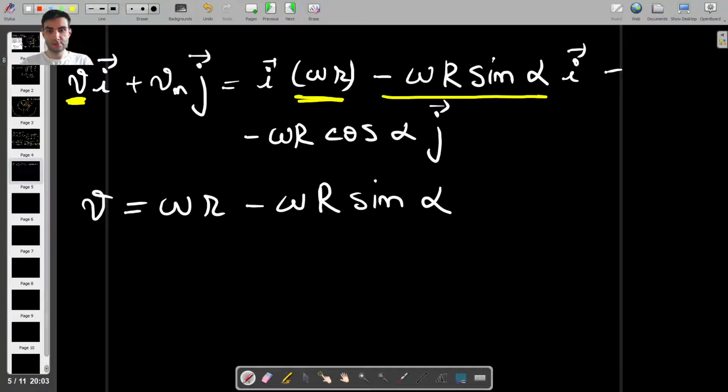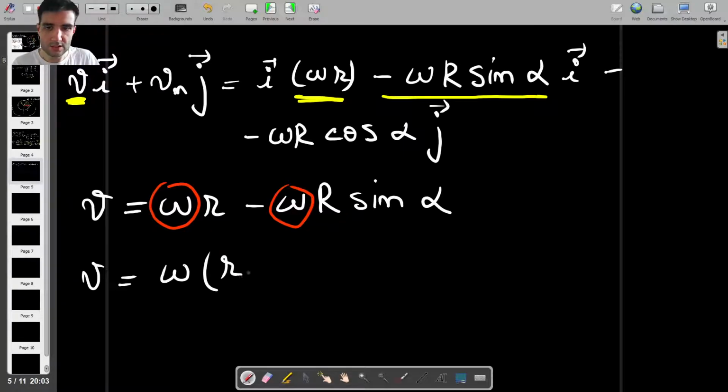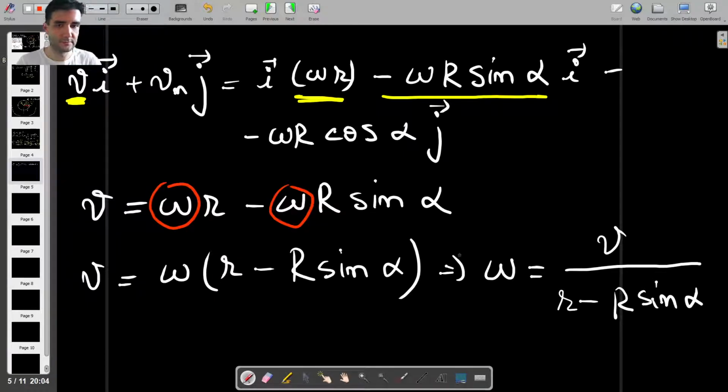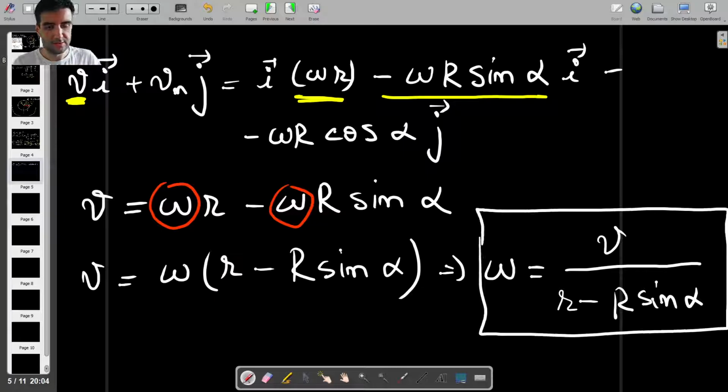And from here, we can just find omega because this is one equation with one unknown, right? Omega is the only thing we don't know. So if we write v as omega, we factorize it, this will be small r minus capital R sine alpha. So omega is v over small r minus capital R sine alpha. And that's the angular velocity of the spool, right? We're not done yet, we just have one more step to go.